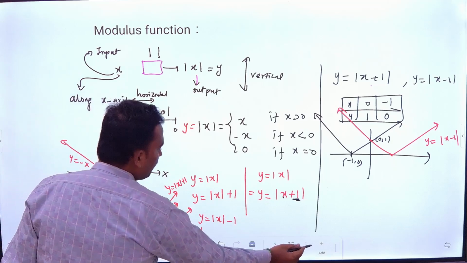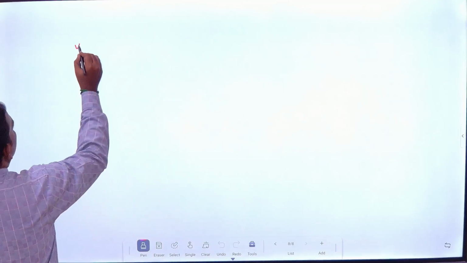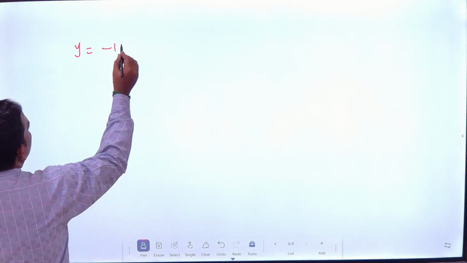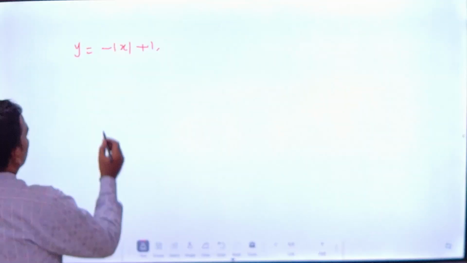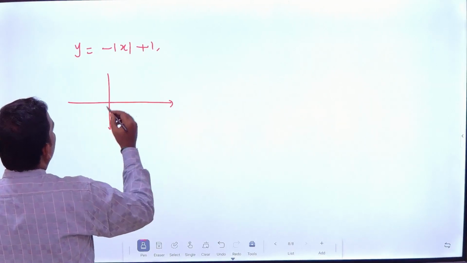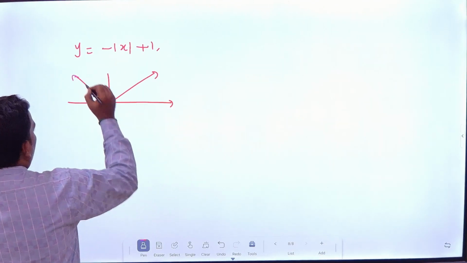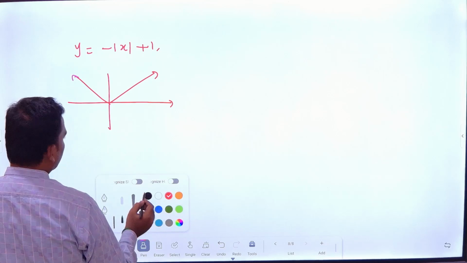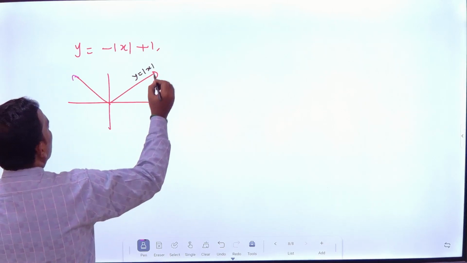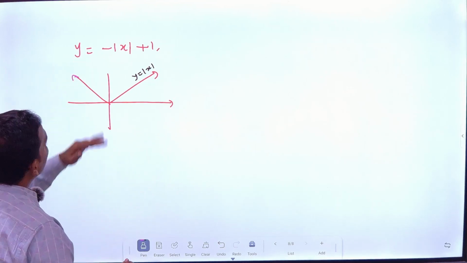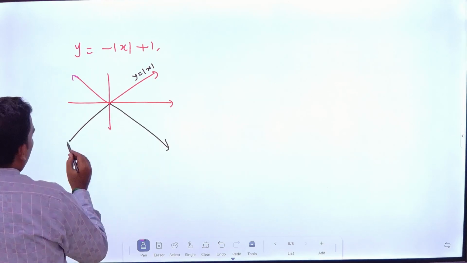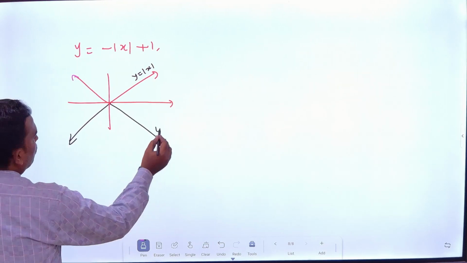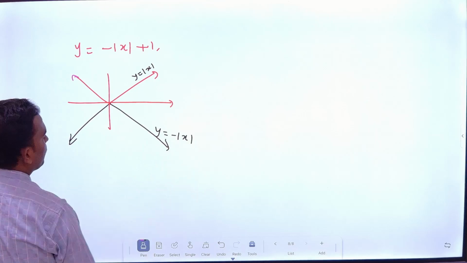Suppose I take y is equal to minus mod x plus 1. How to draw the graph? You already know the graph of y is equal to mod x, right? This is your mod x graph, y is equal to mod x. Now the minus mod x is there, so you can see it is put downwards. This is y is equal to minus mod x.